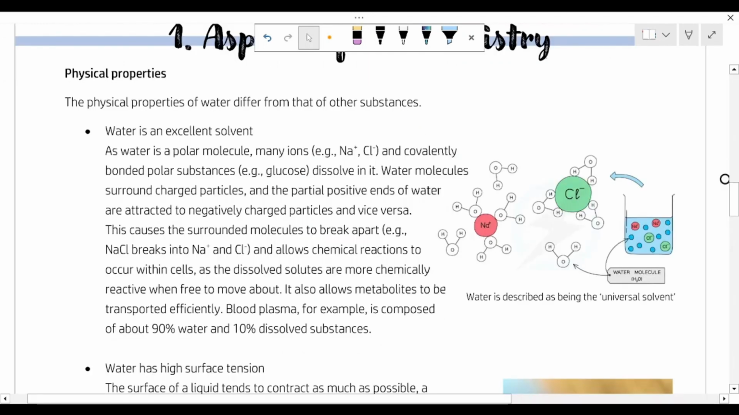As for the physical properties of water, they differ from other substances. First, water is an excellent solvent. Since water is polar, ions like sodium and chloride, and covalently bonded substances that are polar, like glucose, are able to dissolve in it. Remember, we said earlier that water has partial positive and partial negative regions. What happens when water molecules surround charged particles, like those ions or like those regions of the polar covalent substances, is that the partial positive ends of the water are attracted to the negatively charged regions and vice versa.